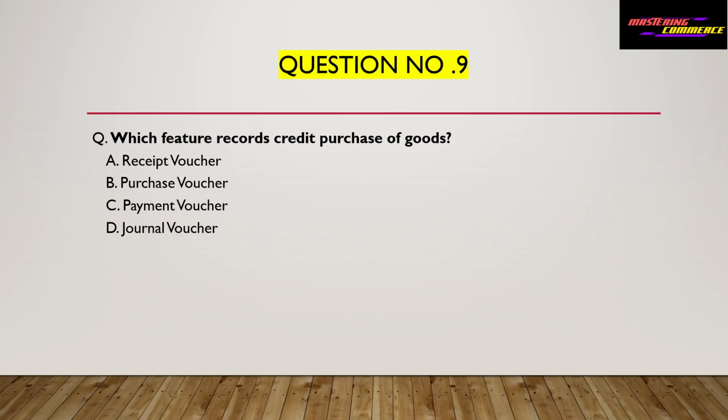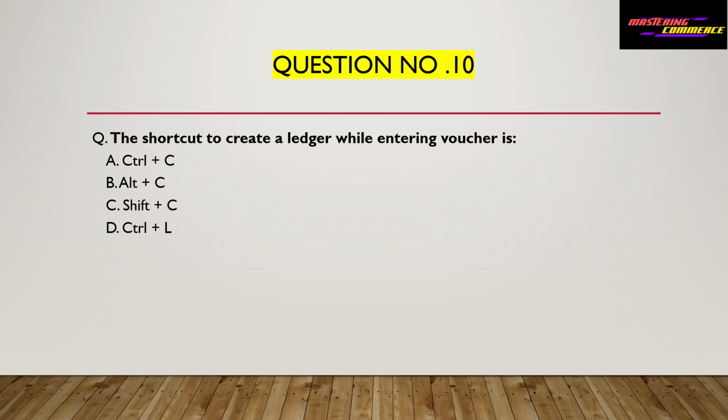Question number 9 is which feature records credit purchase of goods? Receipt voucher, purchase voucher, payment voucher, journal voucher. So here, which feature records credit purchase of goods? The correct answer is purchase voucher. B is the correct answer.